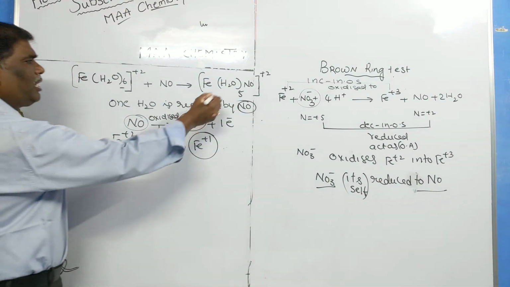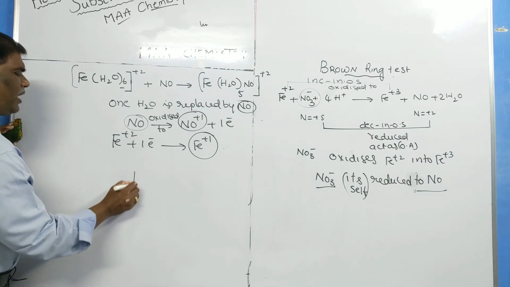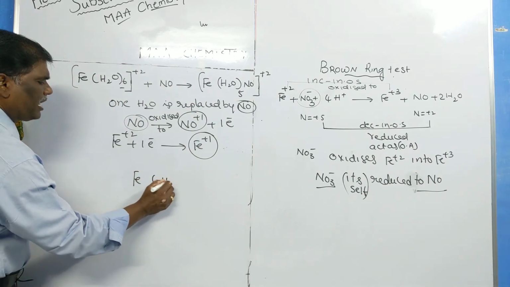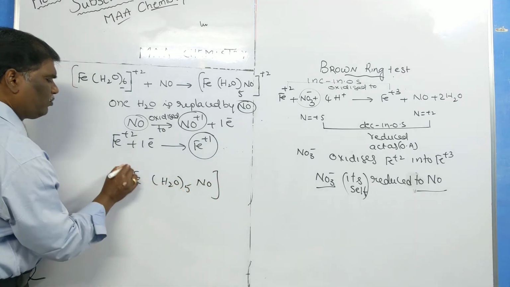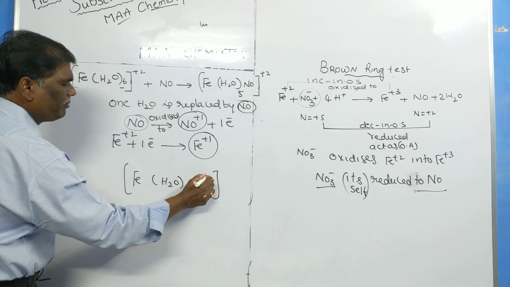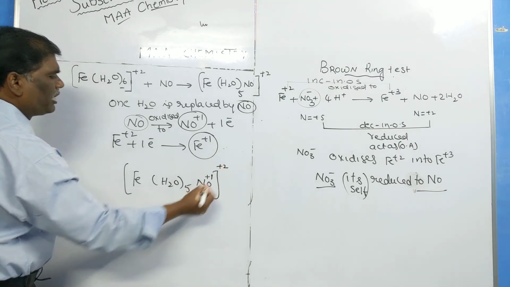So what is the formula of brown ring? The formula of brown ring is taken as nitrous O. NO plus is called nitrosonium or simply nitrous O. This is plus 1 and this is overall plus 2.